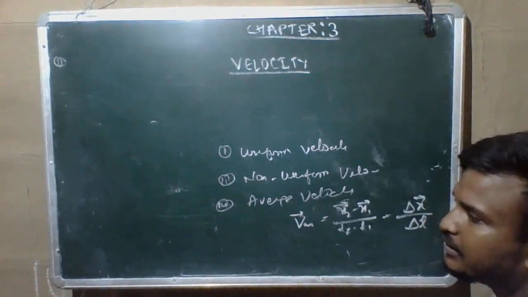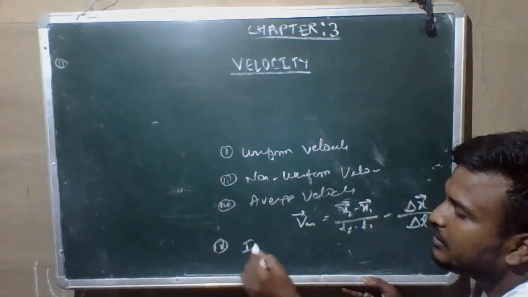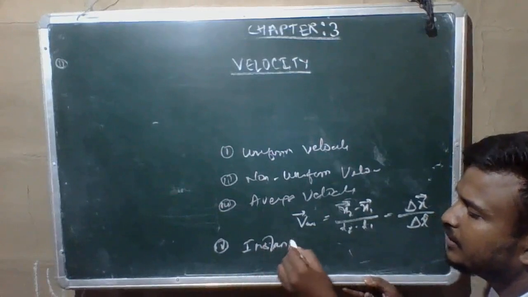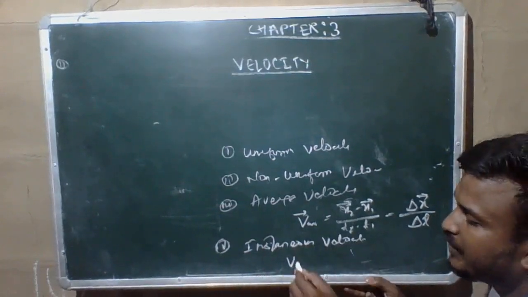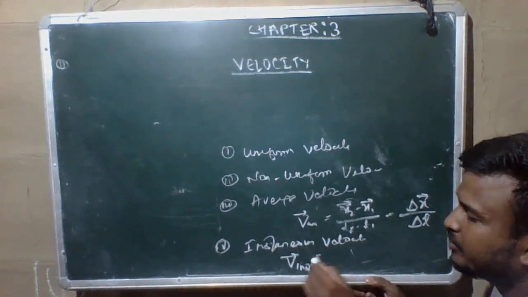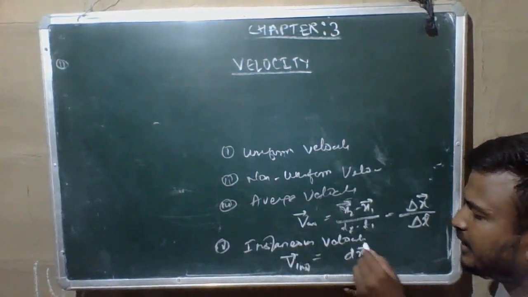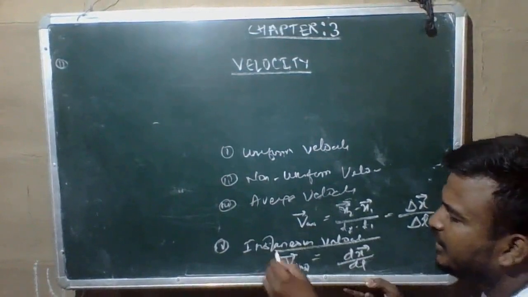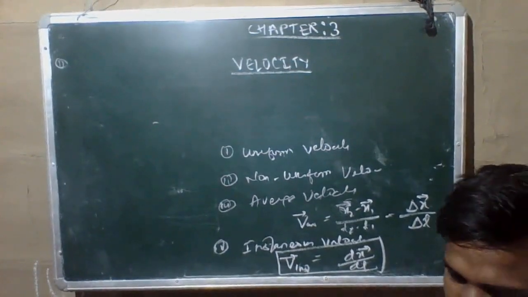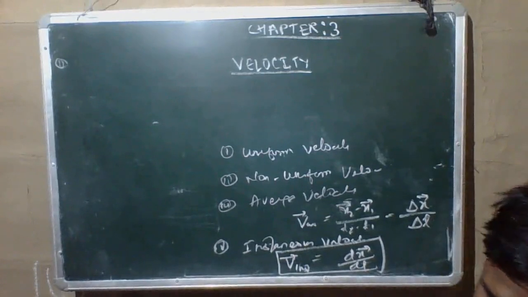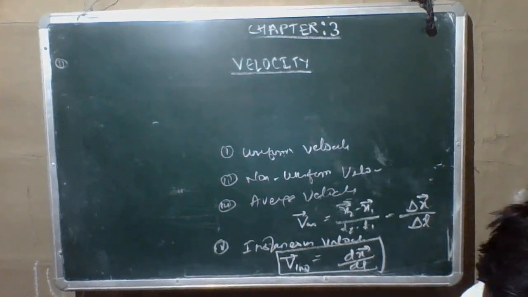So fourthly, what was there? Instantaneous velocity. V instantaneous will be equal to dx vector divided by dt. As already I have done this in case of speed, I hope you have understood this. Okay.